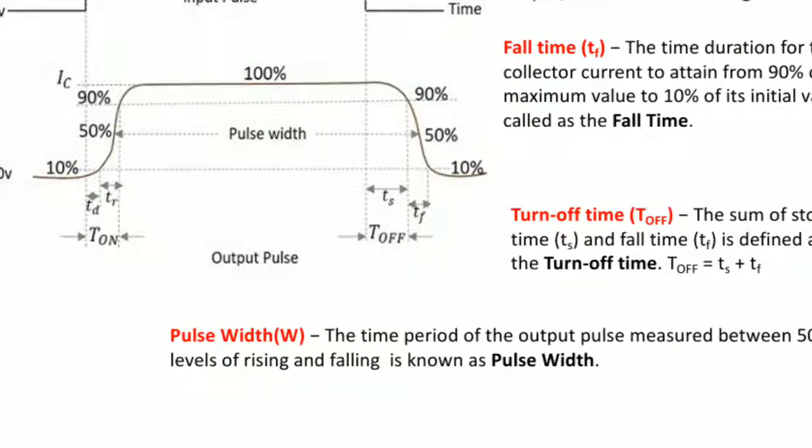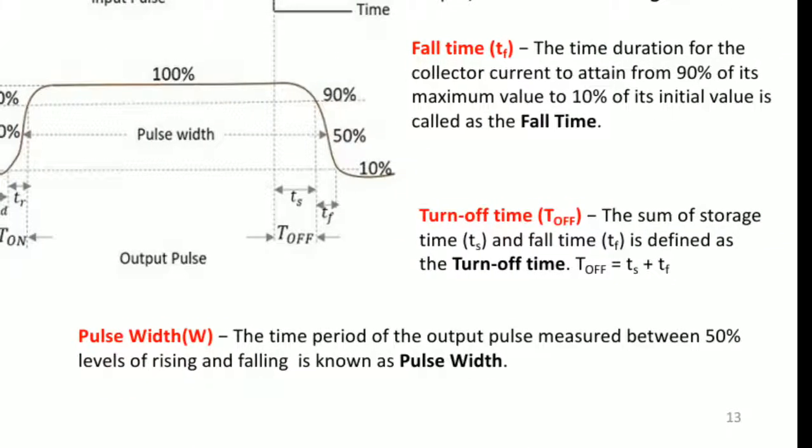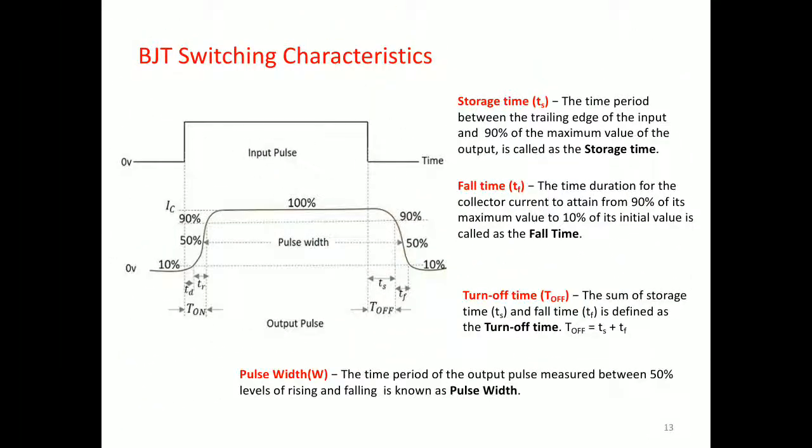To conclude, this is the pulse width. Pulse width is nothing but the time period of the output pulse measured between the 50% levels of the rising and the falling edges, and is known as the pulse width of the given circuit.